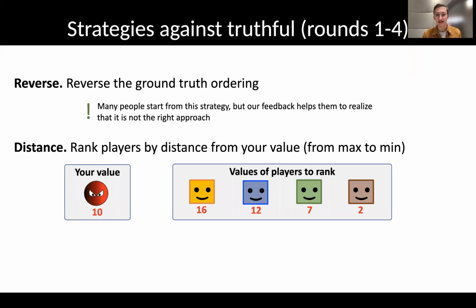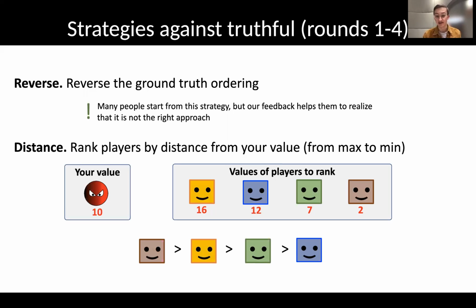The distance strategy tells us to find our closest competitor, so the performer whose performance is close to ours, and put them at the last place of the ranking. In this case, the blue guy who has the value 12 is the closest to us because we have value 10. So we take them and put them at the last place of our ranking. Then we find the second closest competitor, which is green in this case, and put them at the second last place of the ranking. And we continue until everyone gets ranked.